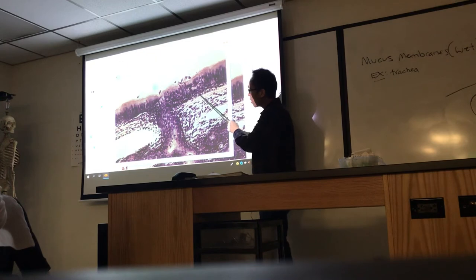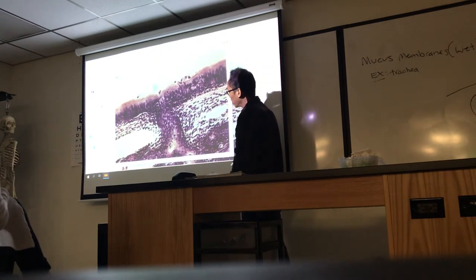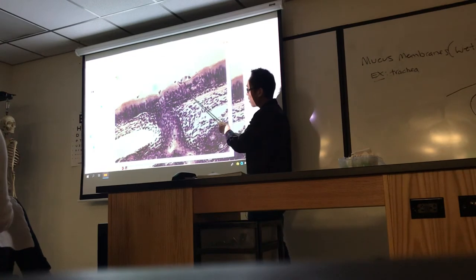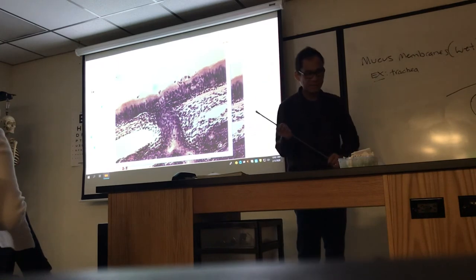I even see a little goblet cell in there. I don't see too many though. I usually see more. You should always put in goblet cells. They're there. They're always hiding from you. That's not bad. I've seen better trachea though.